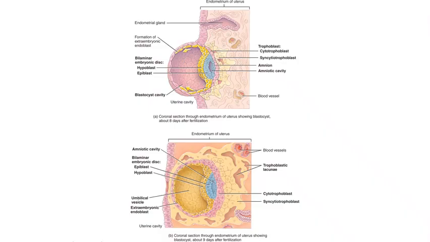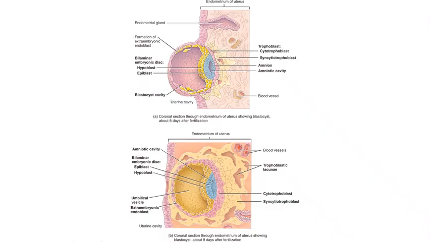Now, on the 8th day after fertilization, cells at the edge of the hypoblast also start to migrate and cover the inner surface of the blastocyst wall. The migrating columnar cells become squamous or flat, and then they form a thin membrane referred to as the extraembryonic endoderm.